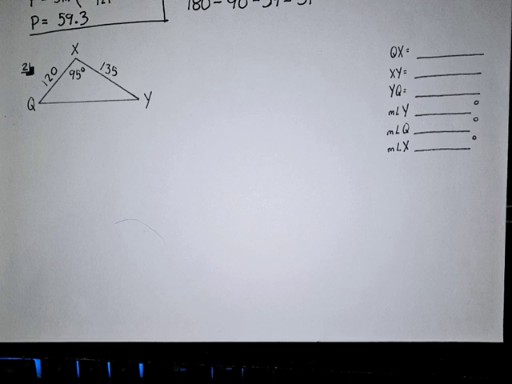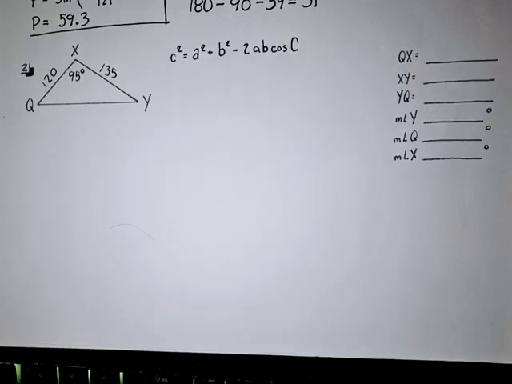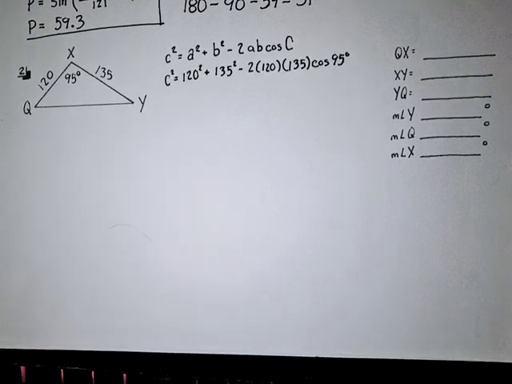To start problem 2, what I should do is mark down all the numbers that I already know, the 120, the 135, and the 95 degrees. But I was so excited to go in and use law of cosines again, apparently that's where I decided to start. So C squared equals A squared plus B squared minus 2AB cosine C. We now plug in all the numbers we know. We know A is 120 squared. We know that B is 135 squared. And we know that the big angle C is 95.